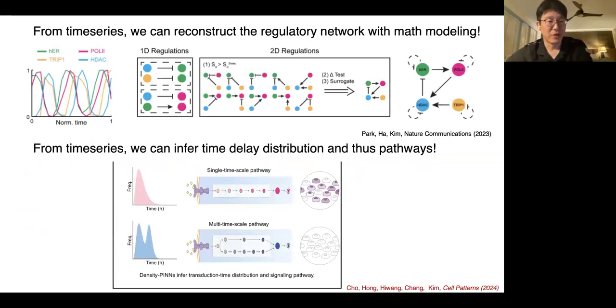So yeah, that's all. In summary, GOBI can reconstruct the underlying network structure just from the time series data. This is a new type of causation detection method. And then density pin can infer, again from the time series data, the time delay distribution, which can again tell the underlying network structure of the signaling pathway. Okay.